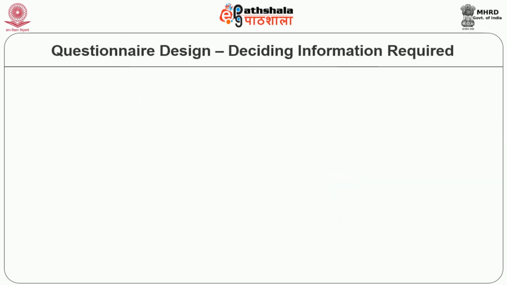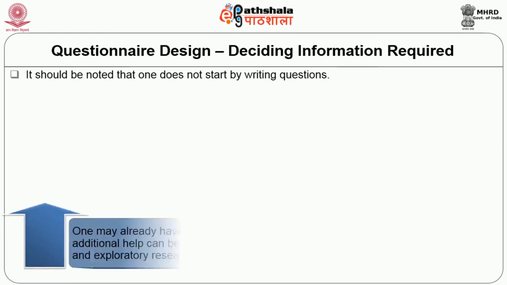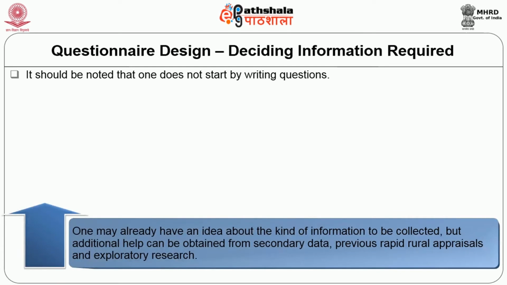Deciding on the information required. It should be noted that one does not start by writing questions. The first step is to decide what are the things one needs to know from the respondent in order to meet the survey's objectives. One may already have an idea about the kind of information to be collected, but additional help can be obtained from secondary data, previous rapid rural appraisals, and exploratory research.